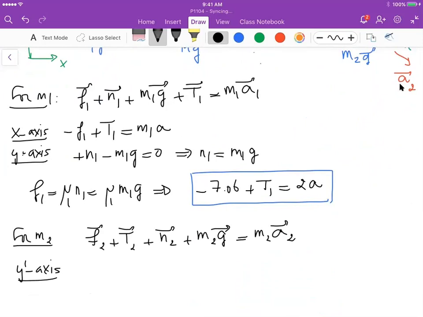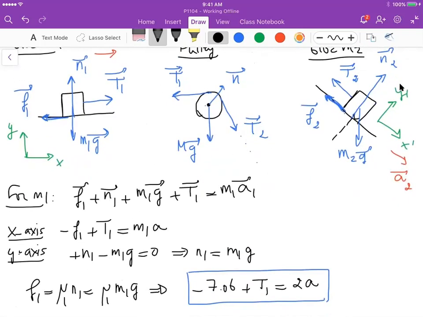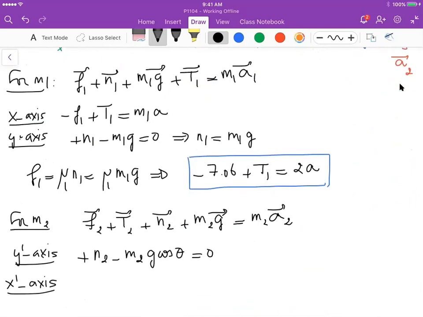So plus N2 minus M2G cosine theta is equal to 0, as long as there is no motion along the Y prime axis. Now we make the projection along the X prime axis, and so we end up with the X prime direction of A2, while F2 and T2 are in the opposite direction. So we end up with minus F2 minus T2.